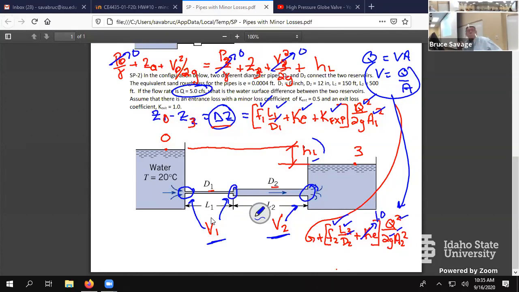Okay. All right. Other questions? Different concepts? Could we go over another thrust block type example? Okay. Sure.